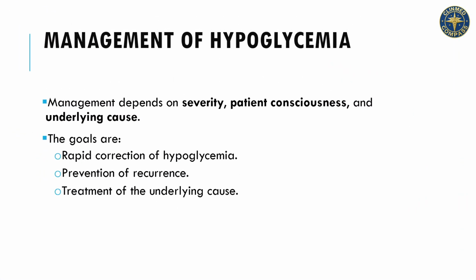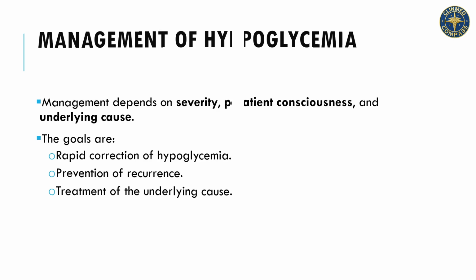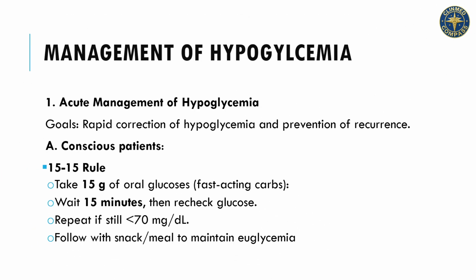Management of hypoglycemia depends on three factors: the severity of the episode, level of consciousness of the patient, and underlying cause. The primary goals of management are: 1. Rapid correction of hypoglycemia to prevent neurological injury. 2. Prevention of recurrence through careful evaluation and monitoring. 3. Treatment of the underlying cause to minimize future risk. So we look at the acute management of hypoglycemia.